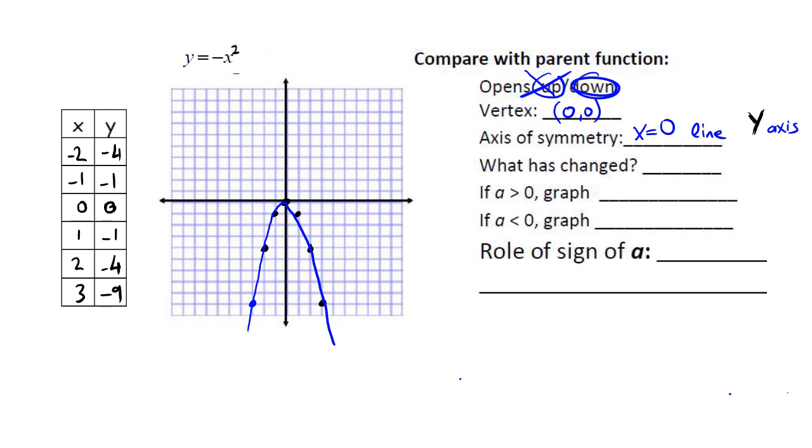What has changed? The a value. In addition, if a value is greater than 0, the graph opens up. And if a value is less than 0, meaning negative, then the graph opens down. The sign of a tells us whether to reflect over the x-axis or not.